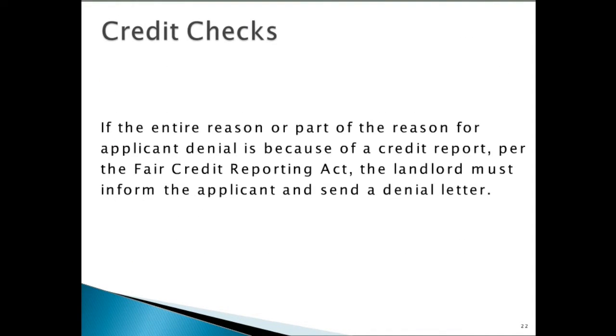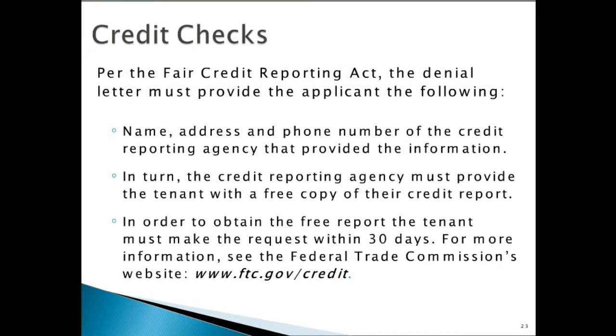If the entire reason or part of the reason for applicant denial is because of a credit report, per the Fair Credit Reporting Act, the landlord must inform the applicant and send a denial letter. Per the Fair Credit Reporting Act, the denial letter must provide the applicant the following: the name, address, and phone number of the credit reporting agency that provided the information. In turn, the credit reporting agency must provide the tenant with a free copy of their credit report. In order to obtain the free report, the tenant must make the request within 30 days.